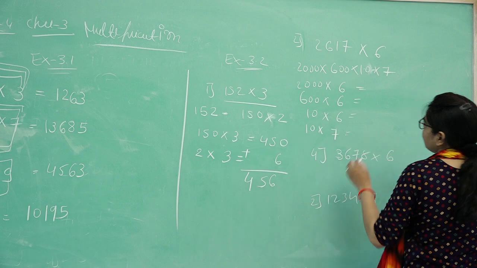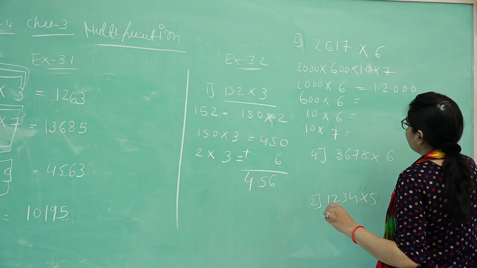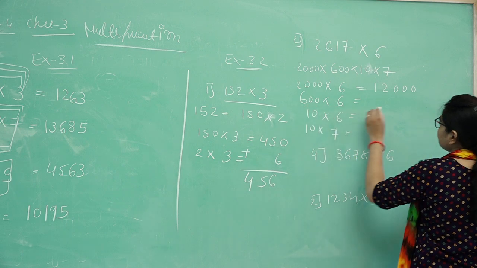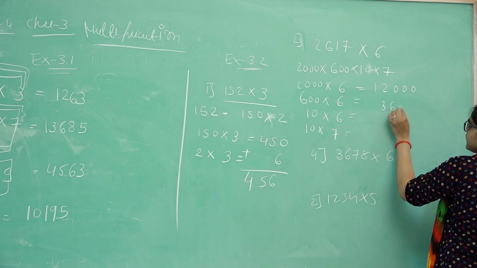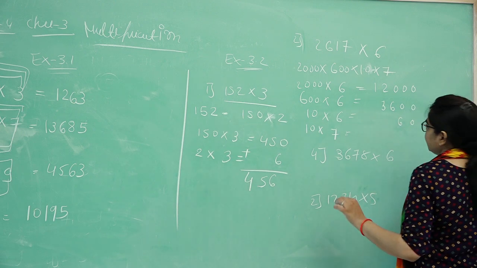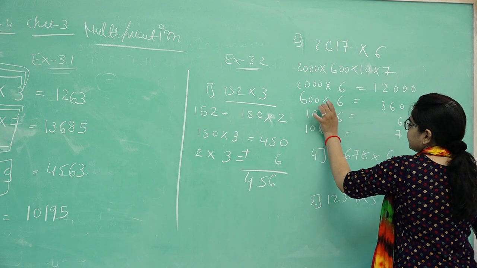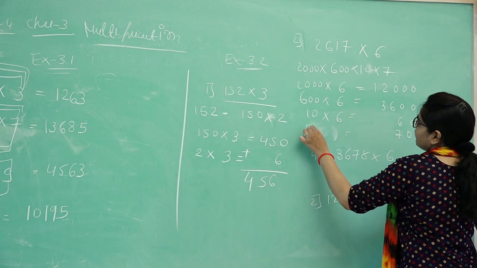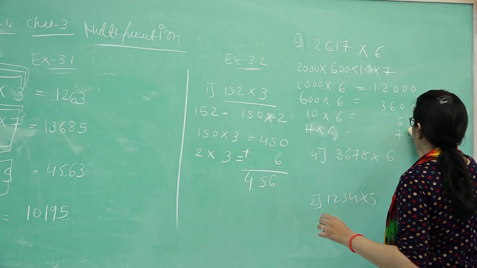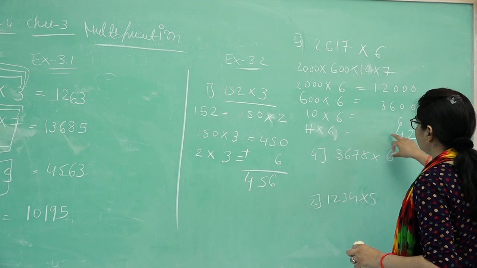Then 6 2s are 12, means 12,000. Then 6 6s are 36, means 3600. Then 6 10s are 60, and 6 7s are 42.